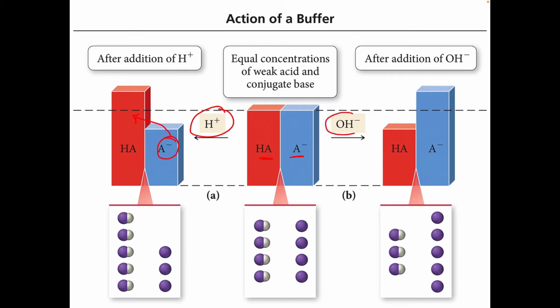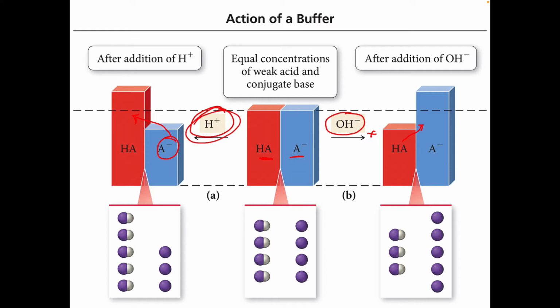If we add hydroxide, then that is going to react with our weak acid, and it's going to produce more conjugate base. And so we're going to shift our reaction toward being a little more basic. But again, we're not shifting it all that much. It's not like we just added some strong acid to water, that would make it super acidic. Or if we added some strong base to water, that would make it super basic.